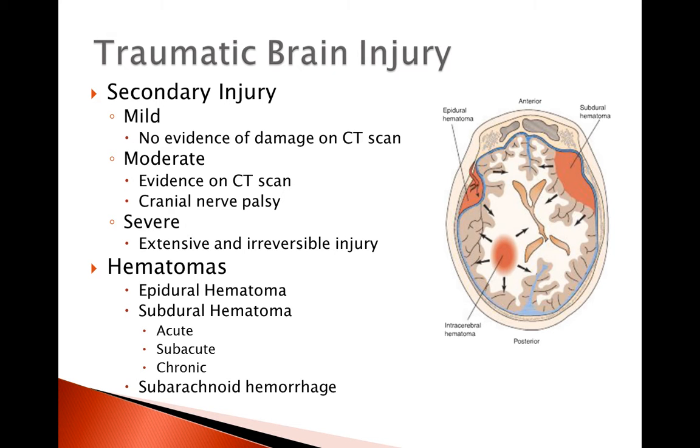Subdural hematomas develop in the subdural space. They're more commonly a result of a tear in very small, what we'd call bridging veins. They're much smaller vessels. The development of a subdural hematoma is much slower than epidural because it's usually involving veins, not arteries. And subdural hematomas can be categorized as acute, subacute, and chronic.